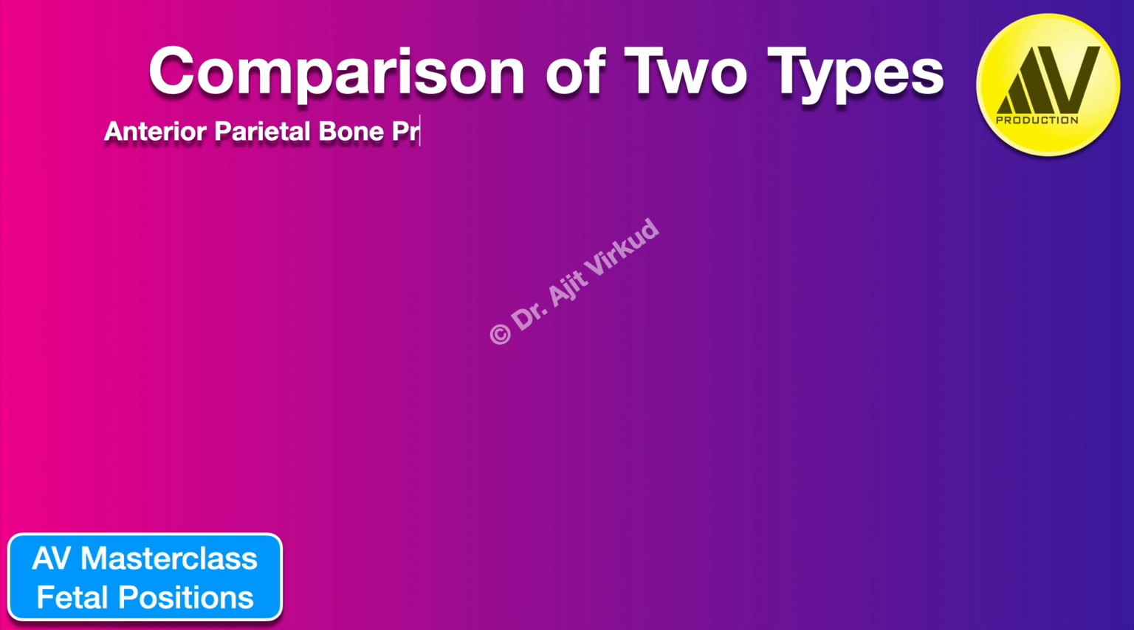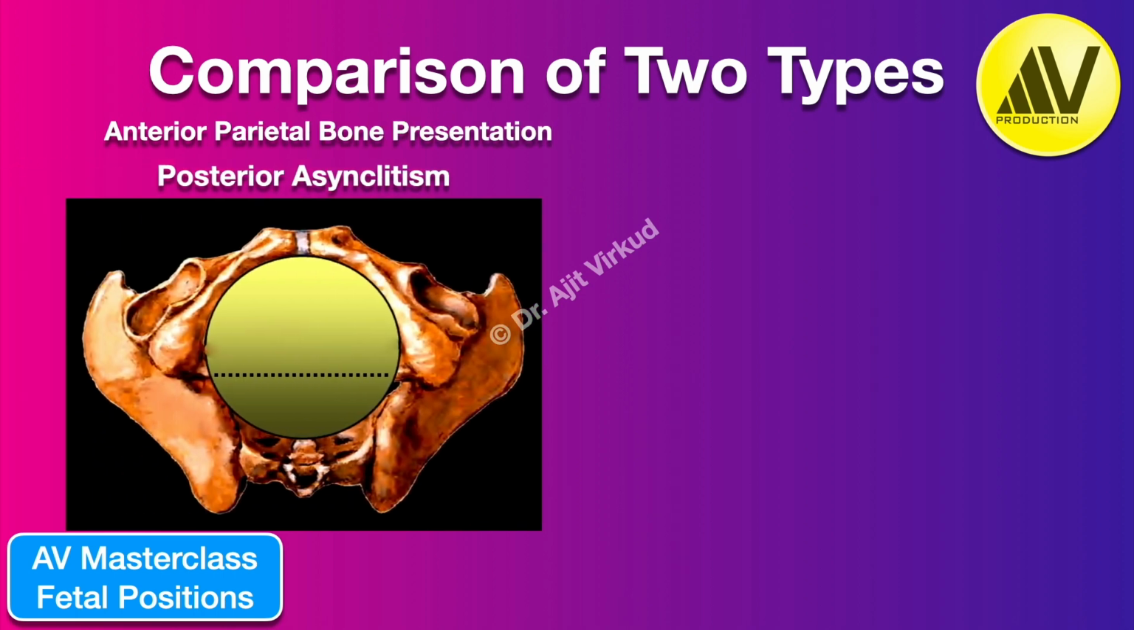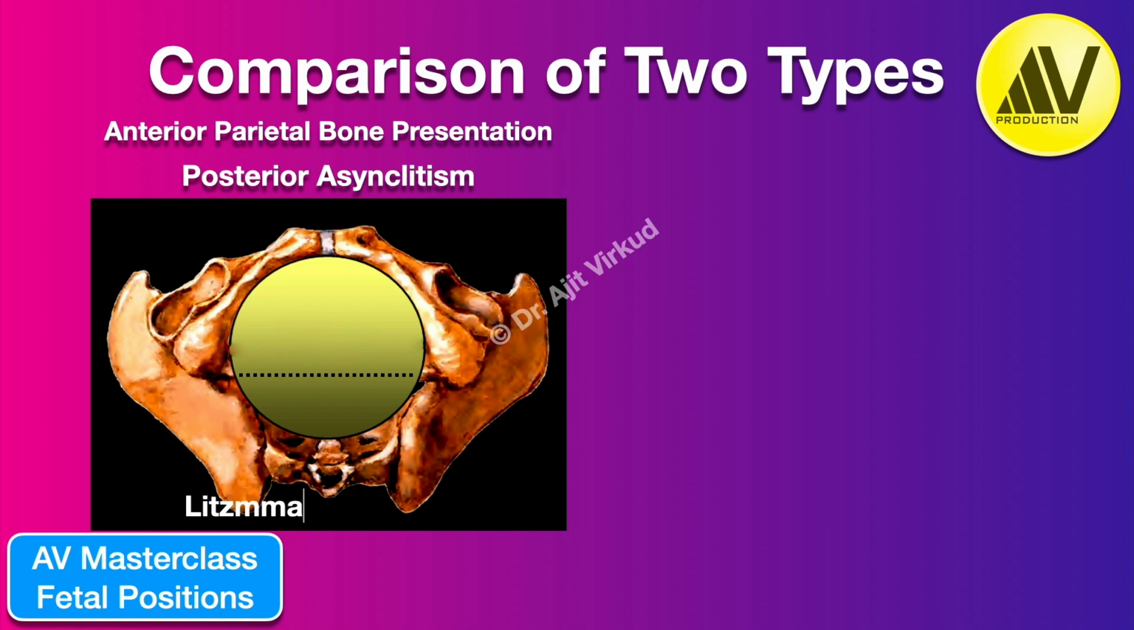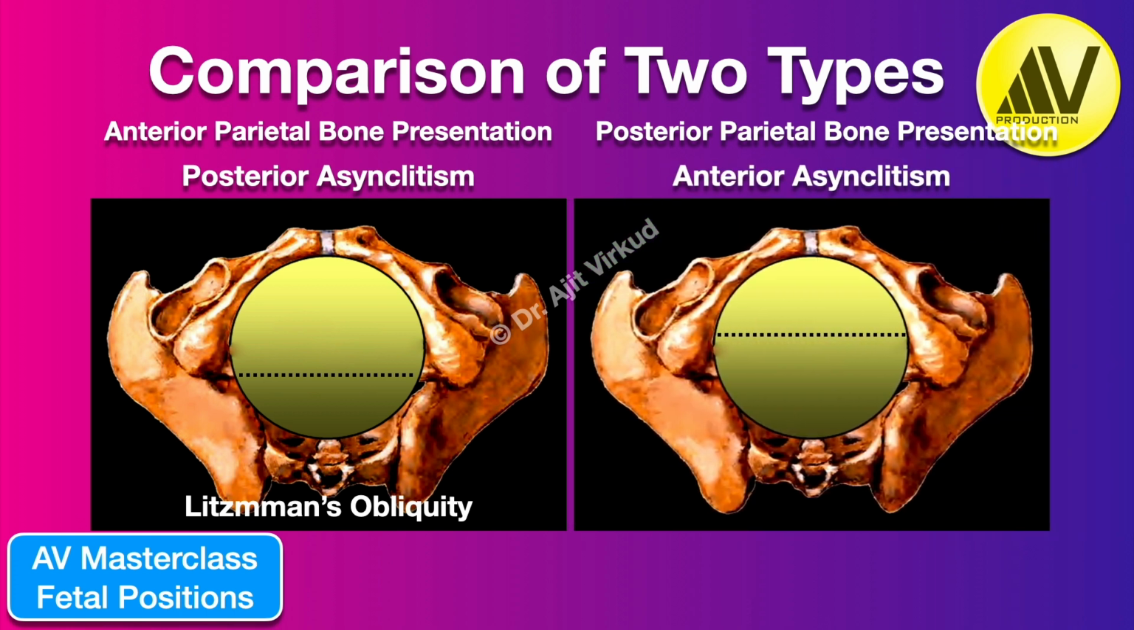Anterior parietal bone presentation is more favorable than posterior parietal bone presentation because, firstly, during correction of asynclitism, the head meets only the resistance of the sacral promontory, while in posterior parietal bone presentation, the head meets the resistance of the whole length of the symphysis pubis. Secondly, the head lies more in the pelvic axis with anterior parietal bone presentation. And lastly, with posterior parietal bone presentation, the lower uterine segment is more liable to stretching and rupture.